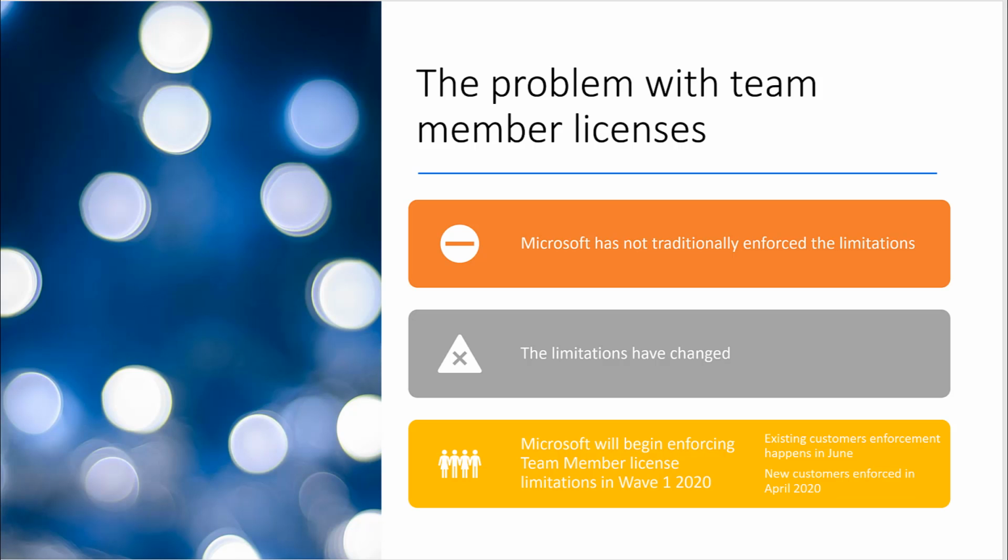Now Microsoft is going to start enforcing team member licenses in Wave 1 of 2020, and we'll get into how they're going to do that. But what you need to know is that existing customers don't get enforced on day one when you get your update to Wave 1 2020. That happens at the end of June, so you do have a couple month grace period to make the changes that we're going to talk about in this video. New customers starting now are basically enforced from day one. So if you buy a team member license, you're going to have the limitations we're going to talk about in the video from day one.